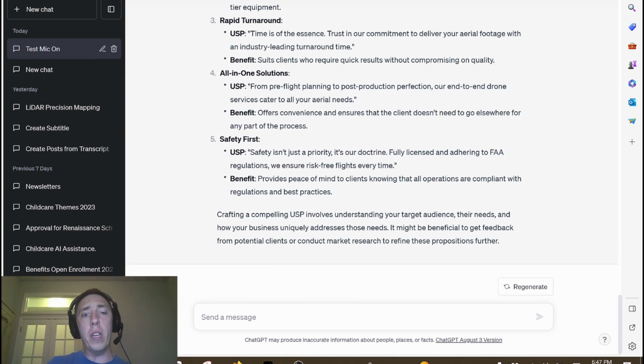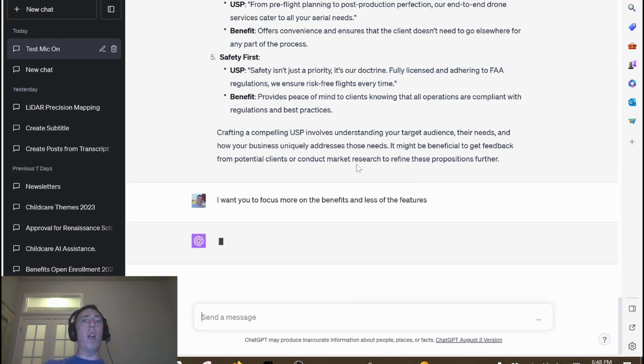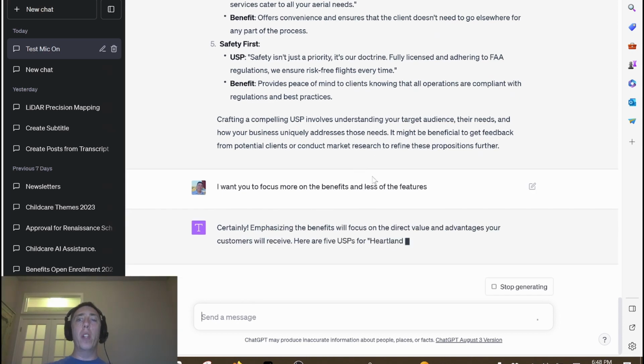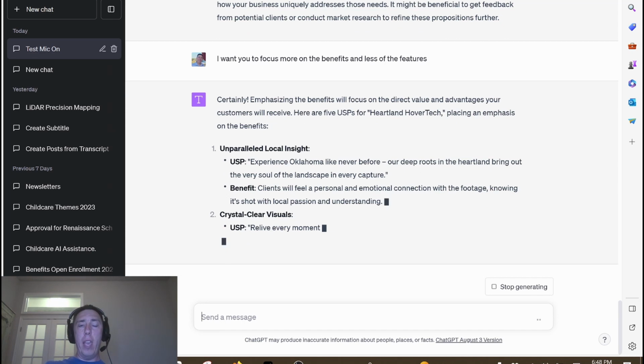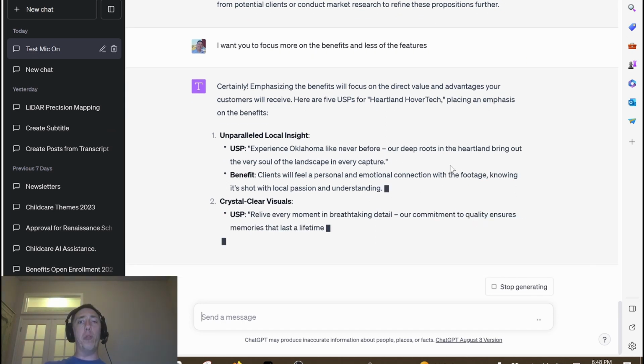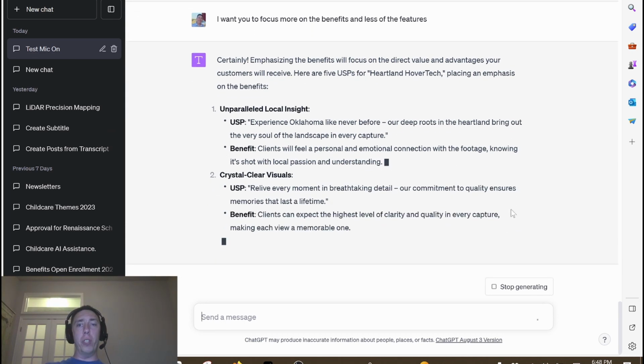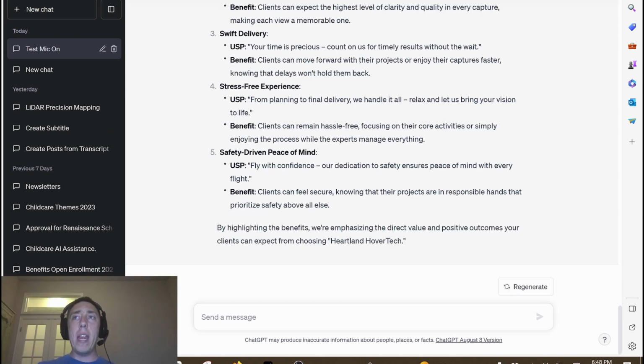What else you can do is, I want you to focus more on the benefits and less on the features. And you see how this works. You don't have to be super structured in how you do this. It went back through and changed this a little bit and made it focus more on the actual benefits and less on the features. So there you go. It's not great, but it definitely gives you a good starting point. All right, let's go to the next one.